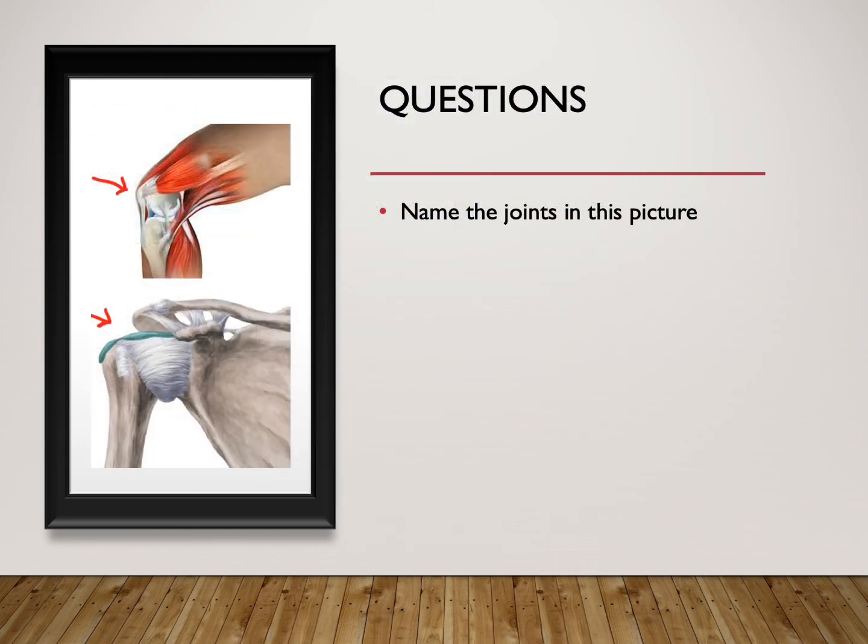Now it's the question time. Can you name the joints that are there in this picture? Yes, the above one is the knee joint and the below one is the shoulder joint.